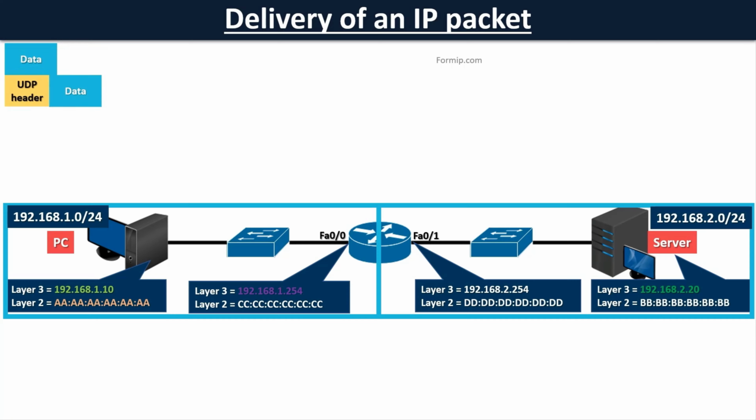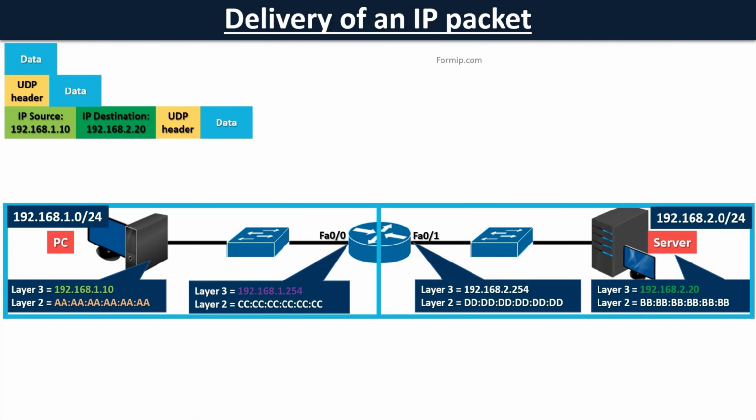UDP prepares its header and passes the PDU to the IP protocol, telling it that it wants to send this data to the server. When the PC analyzes the destination address, it realizes that it is not part of its subnetwork. So it will send it to its default gateway, which is the local router's IP, 192.168.1.254. The IP protocol encapsulates the PDU in a layer 3 packet, and transmits it to layer 2, with instructions to give it to the default gateway.